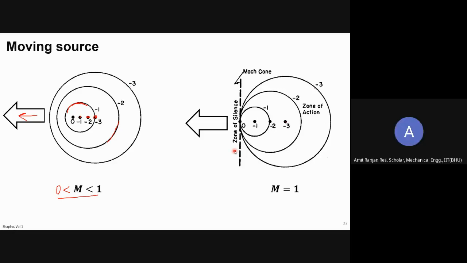Yes, sir. Okay. So now there are some terms here that maybe we'll talk about in the next slide. So this is for Mach 1, where the speed of sound is equal to the speed of the source. Here we see something called Mach cone, zone of silence, and zone of action that I will define in the next slide. This is what happens when the source moves at the speed of sound. Now let us say the source is moving faster than sound. What will happen then?